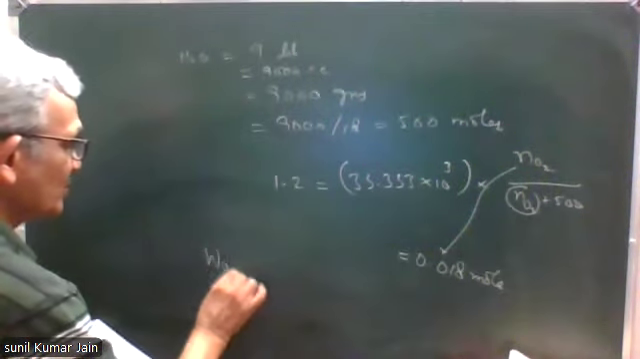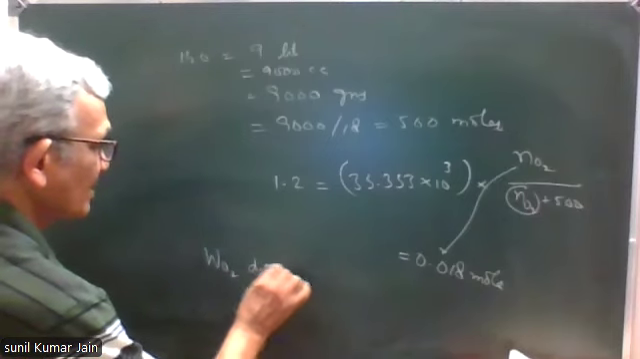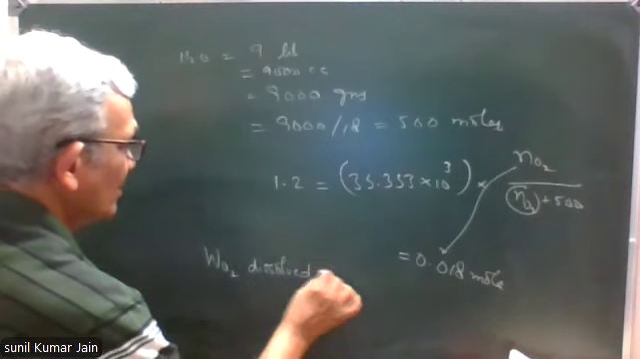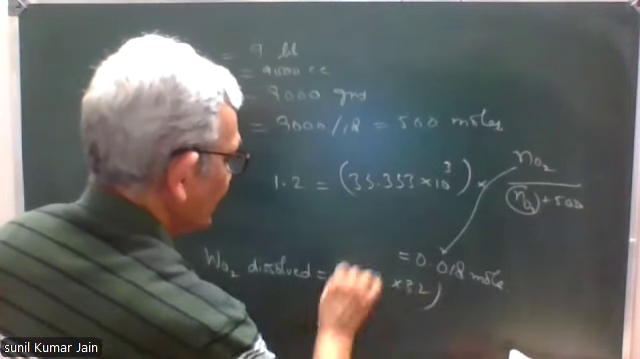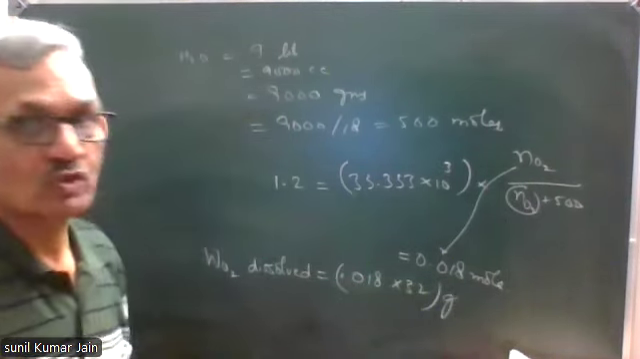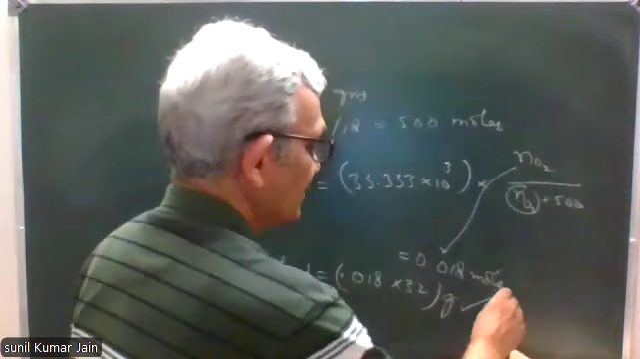So the weight of oxygen dissolved will be 0.018 multiplied by 32. So many grams of oxygen will dissolve.